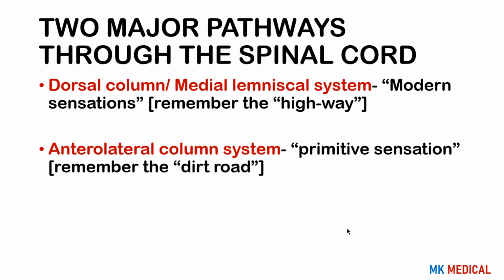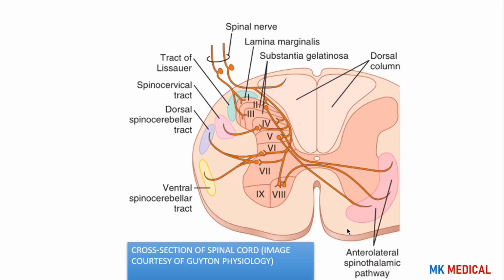Then you have an anterolateral column, which is obviously going to be carrying primitive sensations. You can remember the dirt road that we talked about in the earlier video when we talked about the receptors and the neurons. Then here's another diagram that I also showed you in the previous slides. This is just simply telling you the dorsal column here, and you have the anterolateral column here.